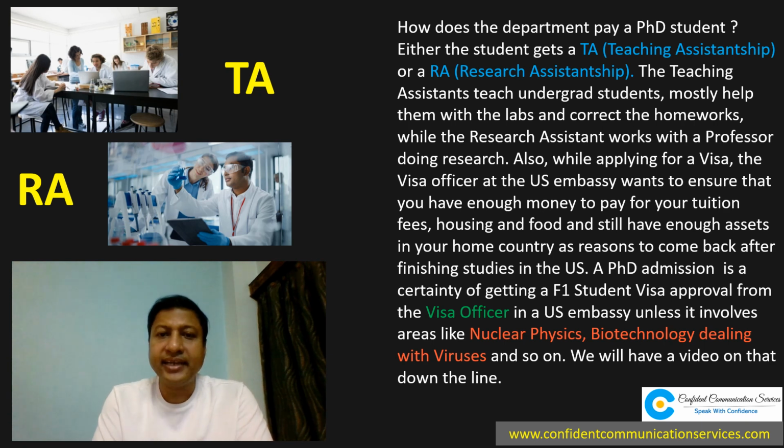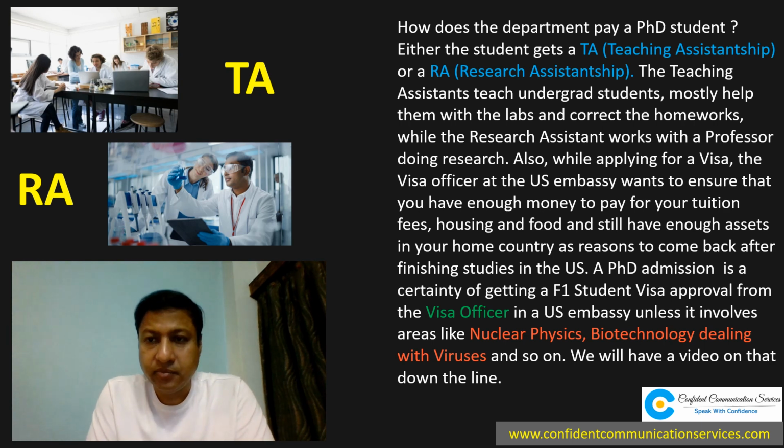Here, either the student gets a TA, teaching assistantship, or an RA, research assistantship. The teaching assistants teach undergraduate students, mostly helping them with their labs, while the research assistants work with professors doing research. Also, while applying for a visa, the visa officer at the US Embassy wants to ensure that you have enough money to pay for your tuition fees, housing, and food, and still have enough assets in your home country as reasons to come back after finishing studies in the US.